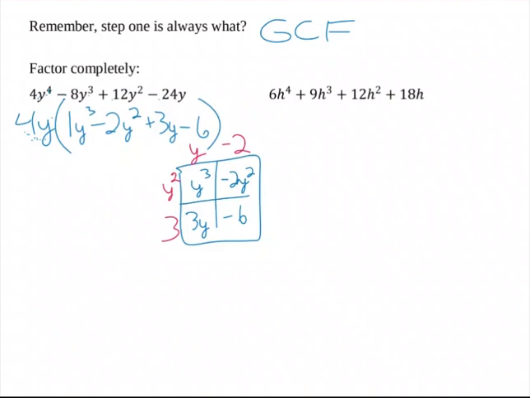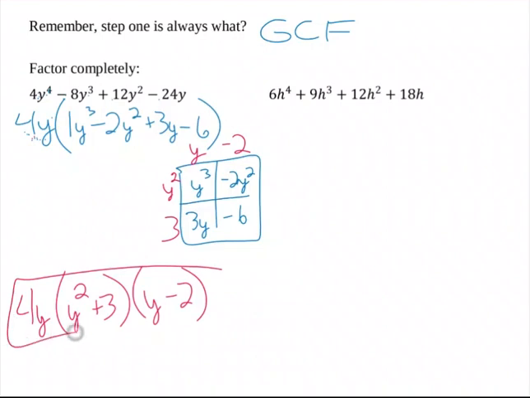So now we're going to write our answer. So we have the original GCF sitting here. So we have 4y. We've got to bring that one along. Now we're going to have y squared and the positive 3, so plus 3. And then across the top, we have the y and then the negative 2, so minus 2. And that's our answer. Okay?